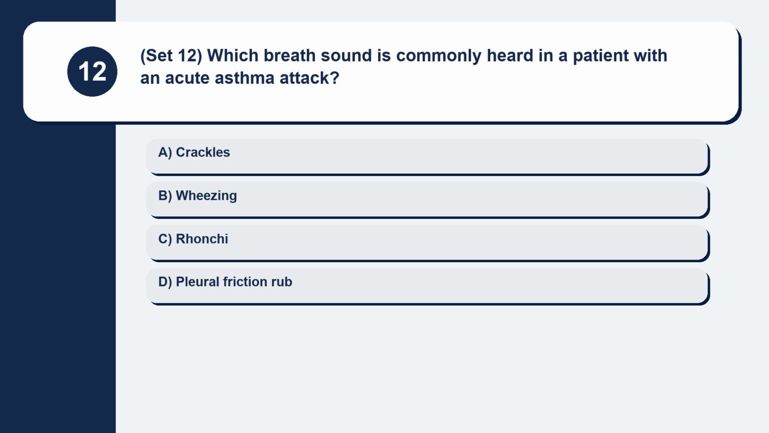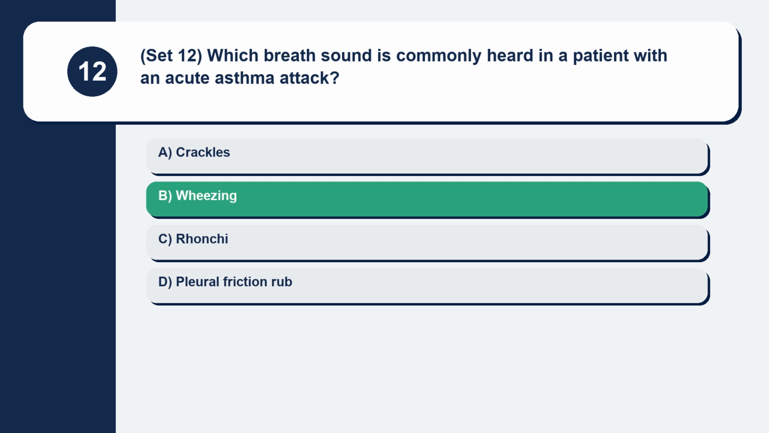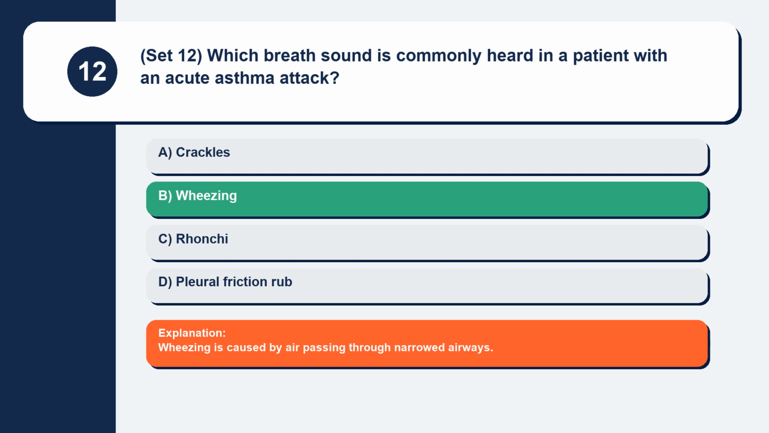Question 12, Set 12. Which breath sound is commonly heard in a patient with an acute asthma attack? Crackles, wheezing, rhonchi, pleural friction rub. Wheezing is caused by air passing through narrowed airways.